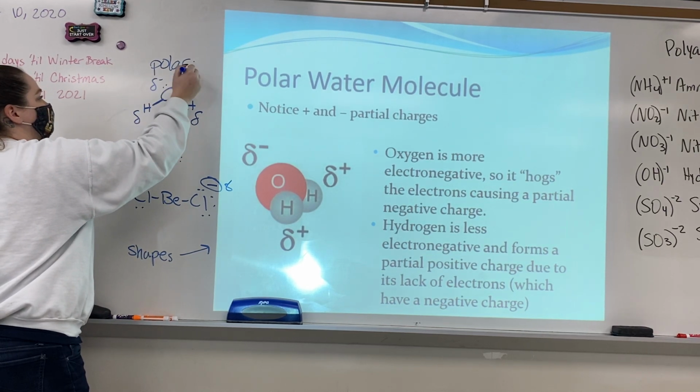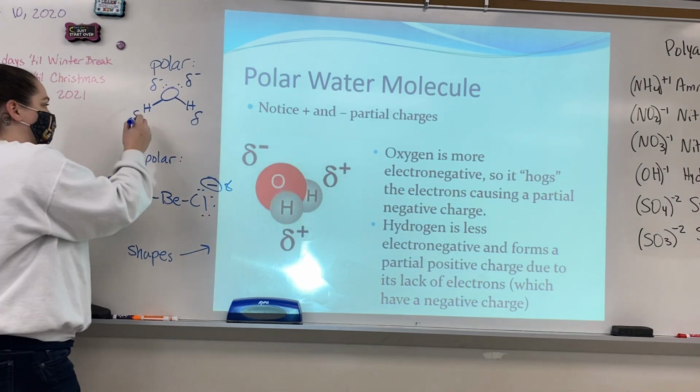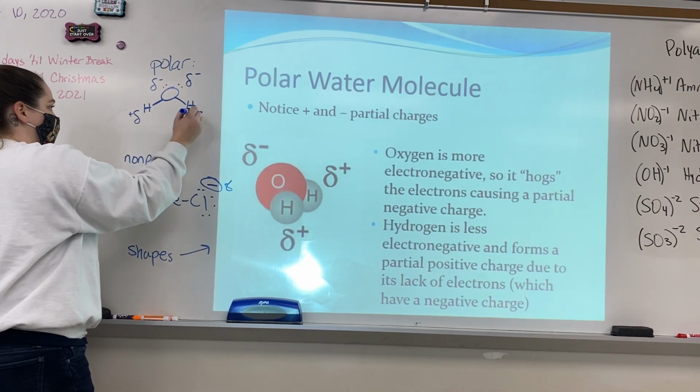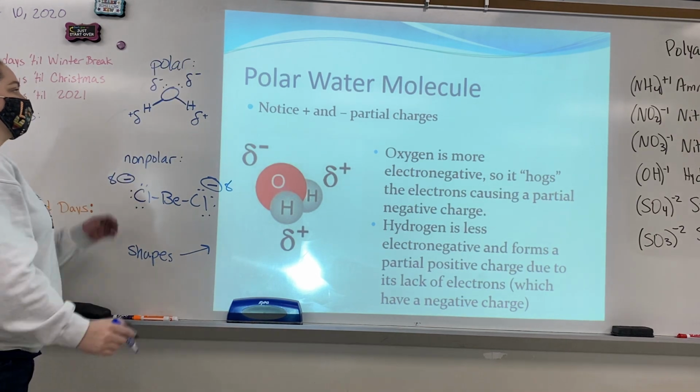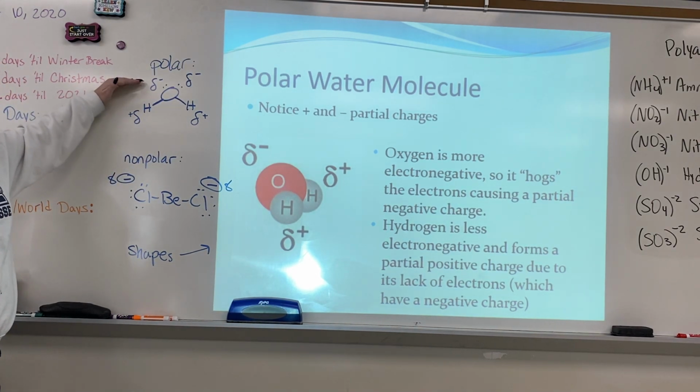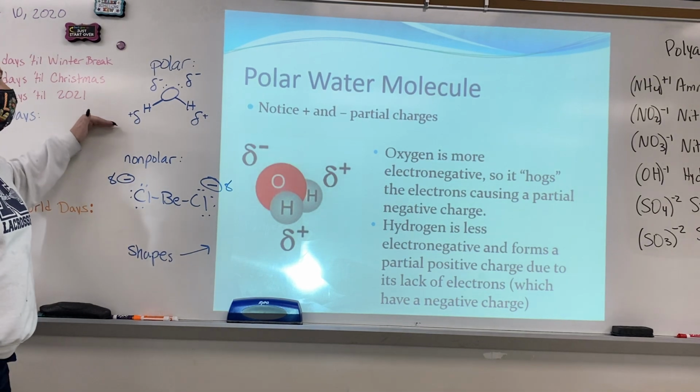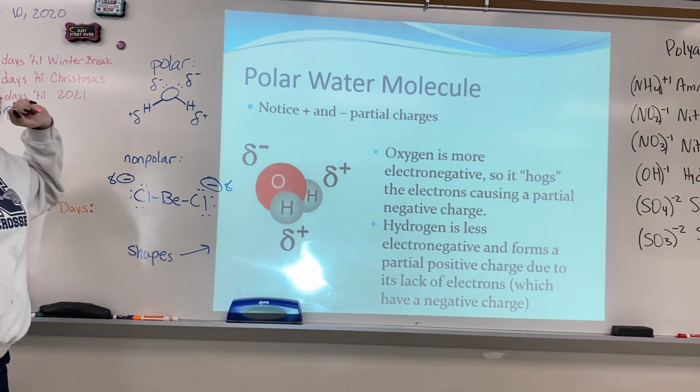Okay, so these are your negatives up here, right? And then these are your positives down here. If you have a negative on one side and a positive on the other side, you have a polar substance.